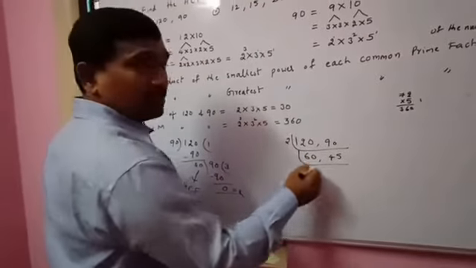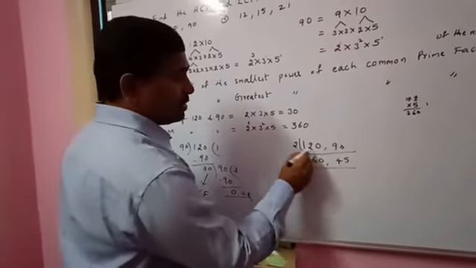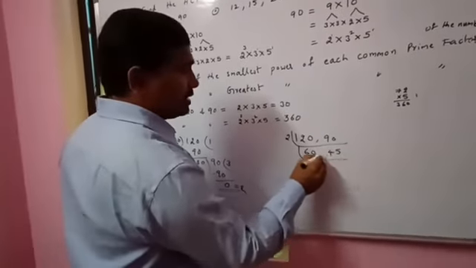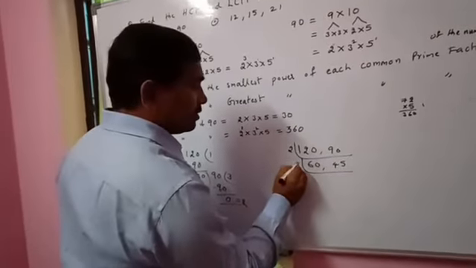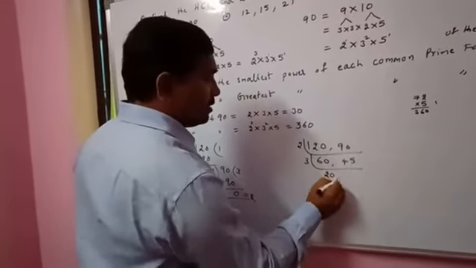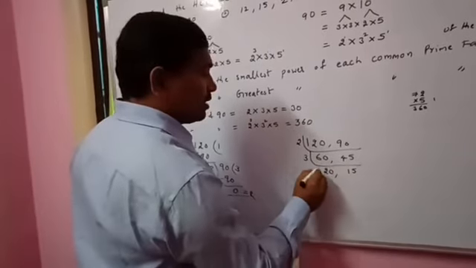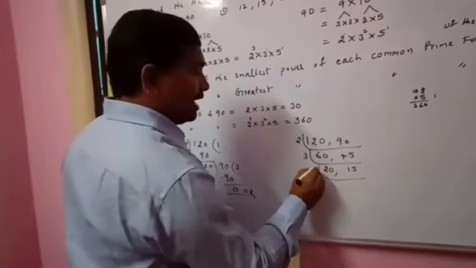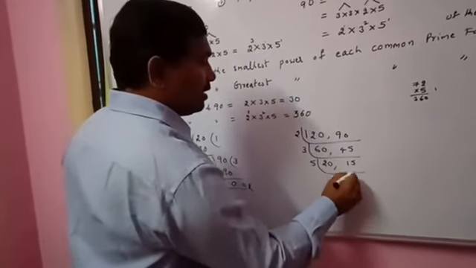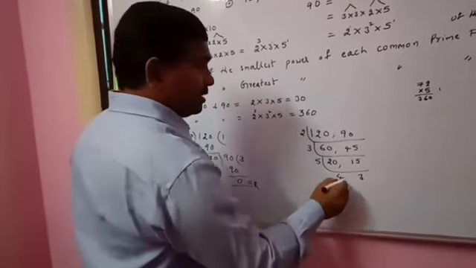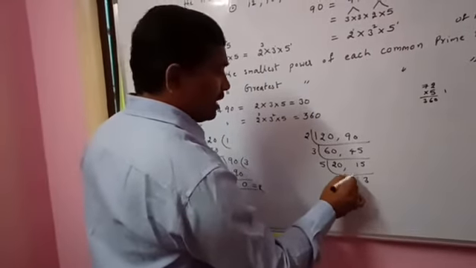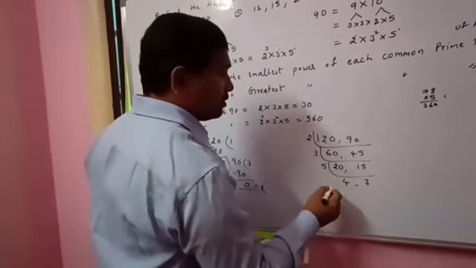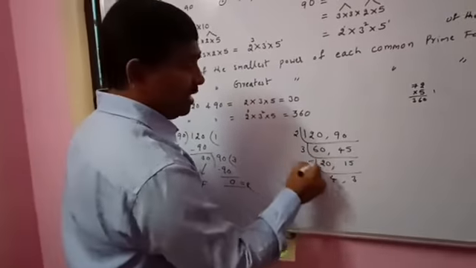Again this can be written as 2 into 60 is 120, 3 into 45 is 90. Again this 2 we can write in the 3 table: 3 twenties are 60, 3 fifteens are 45. Again this 2 can be written in the 5 table: 5 fours are 20, 5 threes are 15. Again this 2 cannot be written in any one table. So we can take the product of all this.